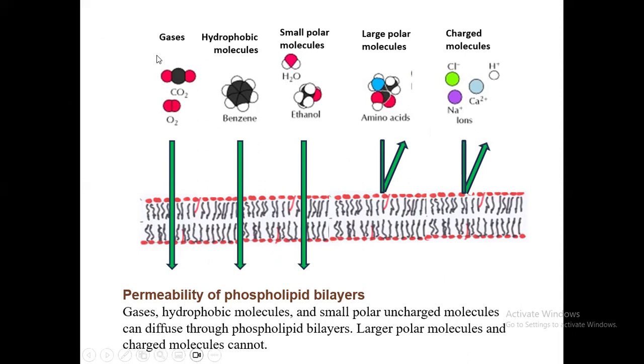Molecules including gases such as oxygen and carbon dioxide, hydrophobic molecules such as benzene, and small polar molecules such as water and ethanol can easily diffuse across the lipid bilayer. Other molecules, including amino acids, which are categorized as large polar molecules, and charged ions such as sodium ions, calcium ions, etc., are unable to diffuse across the lipid bilayer.